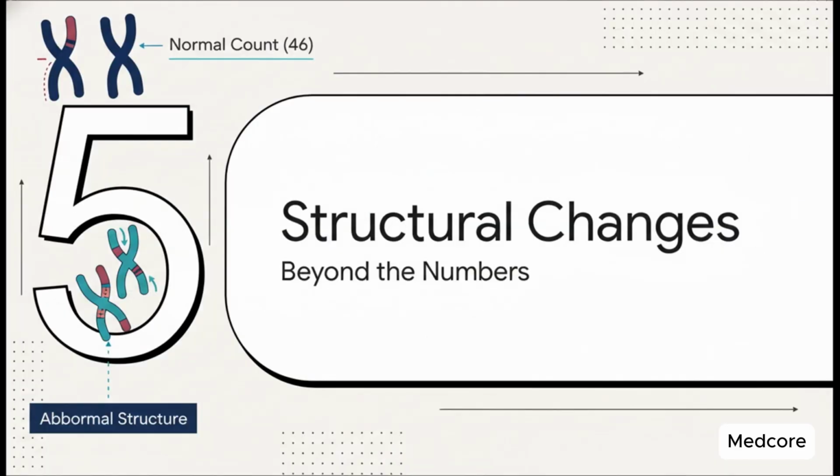Okay, so everything we've talked about so far has been about having the wrong number of chromosomes. But you can also have problems where the number is correct. You've got 46, but the structure of a chromosome is messed up. So let's shift gears and look at these structural changes.